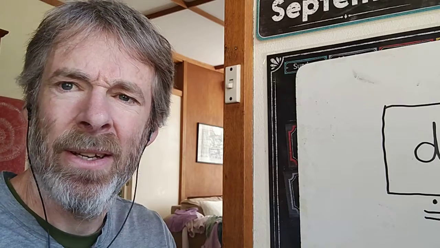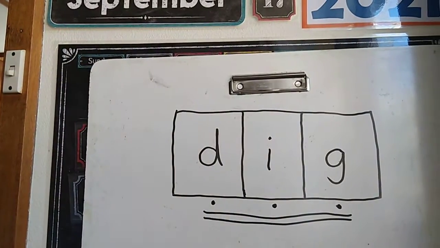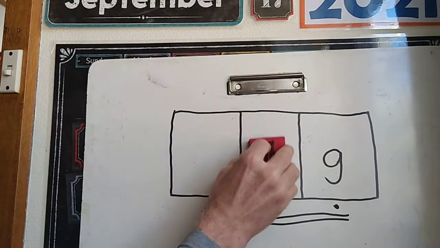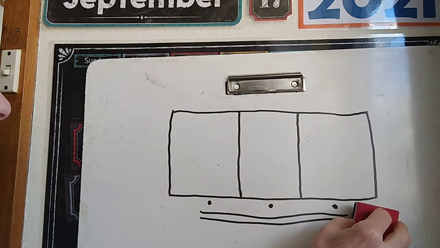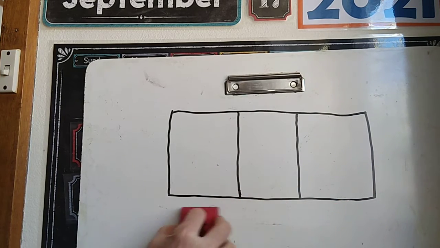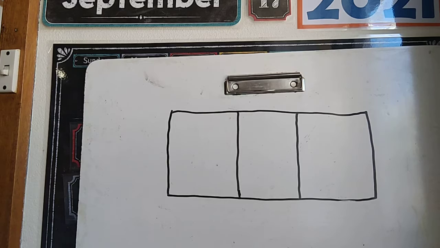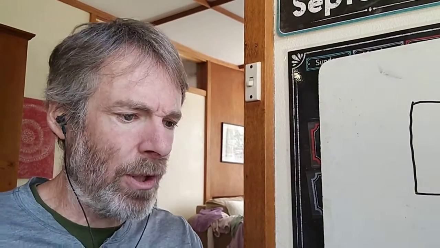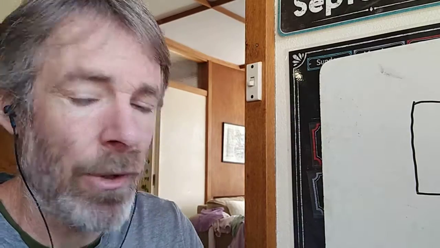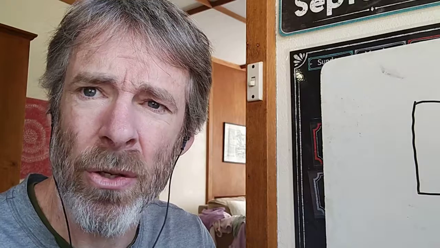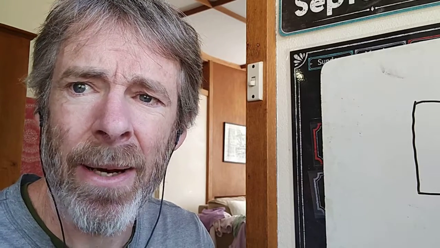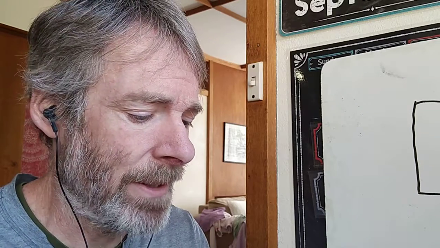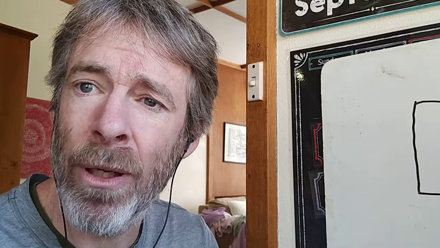First, let me erase the D, the I, and the G. All right. Now, I want you to do this one. I want you to get your paper and pen, get your notebook and your pen out, and do this one with me. We're going to do this one together, okay? So you can pause the video and get a pencil and paper, okay? And then we'll come back and we'll get started.